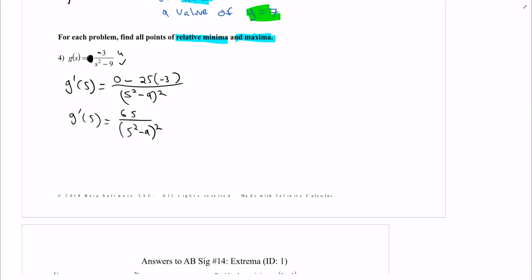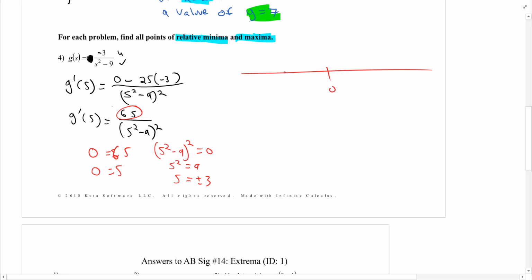The critical values when this equals 0 are going to be when s equals 0, right? You set the top equal to 0. Let me just write that out so we don't mess people up. 6s equals 0, divide both sides by 6, you get s equals 0. I set the top equal to 0. I also set the bottom equal to 0. You square root both sides, you get s squared equals 9. So s is going to equal positive or negative 3. So our critical points are 0, negative 3, positive 3, and we need to check the left and the right.